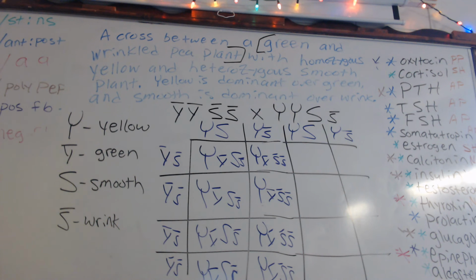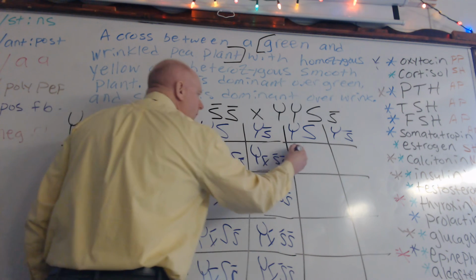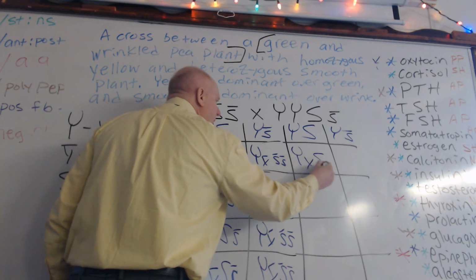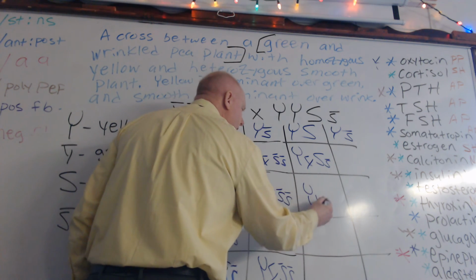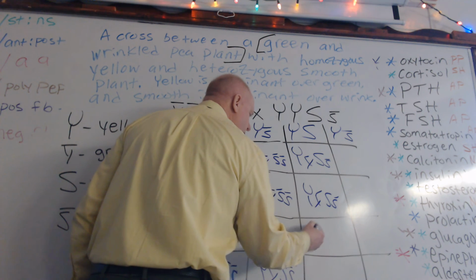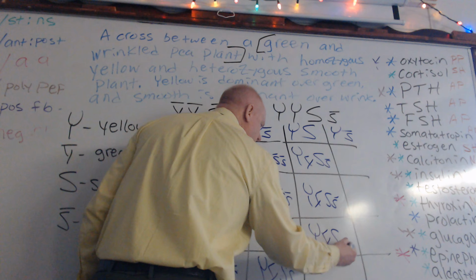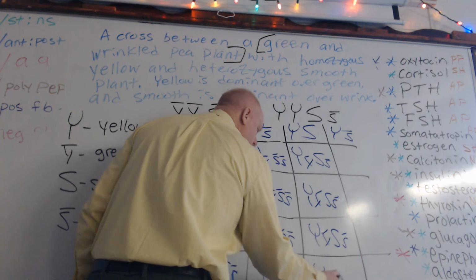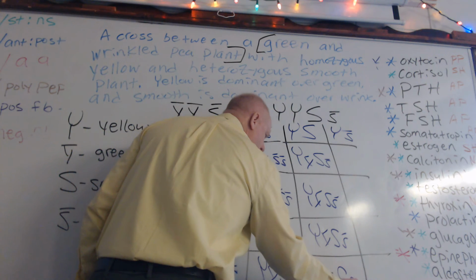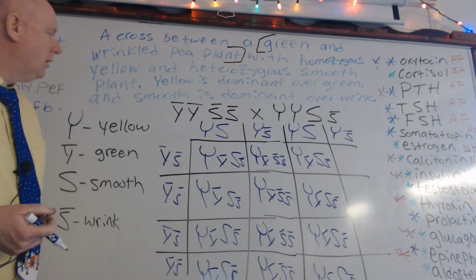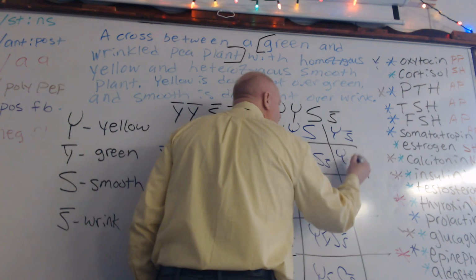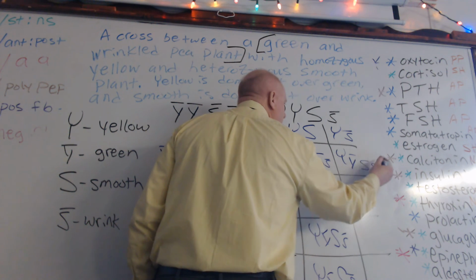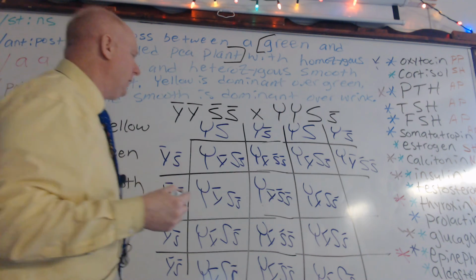Okay, so then the next column over. Big Y, little y, big S, little s. I'm pretty sure it's the same thing. I think that's all the same too. And what about this last one? Big Y, little y, little s, little s. And these are all the same.